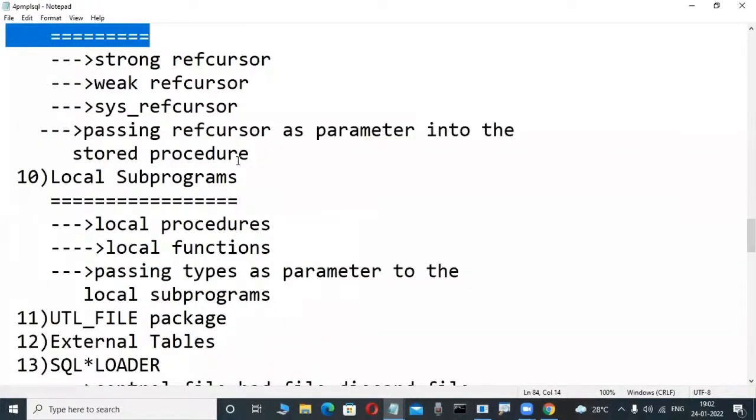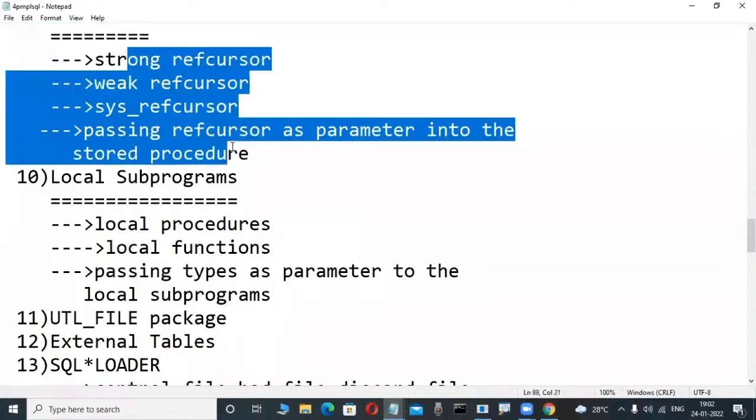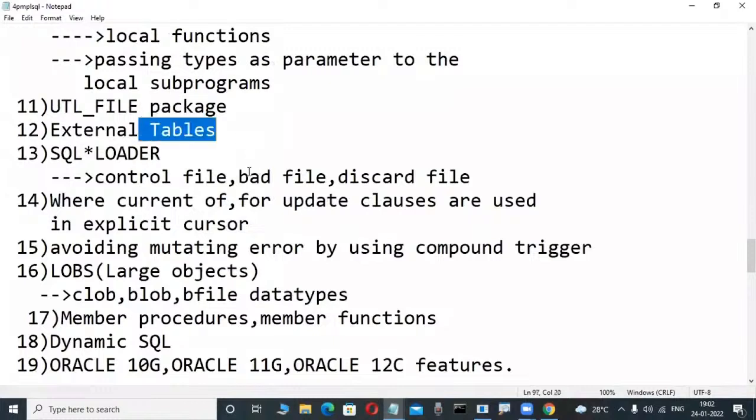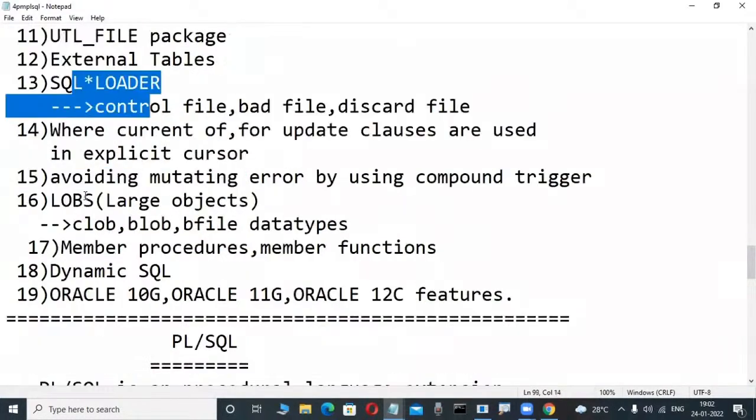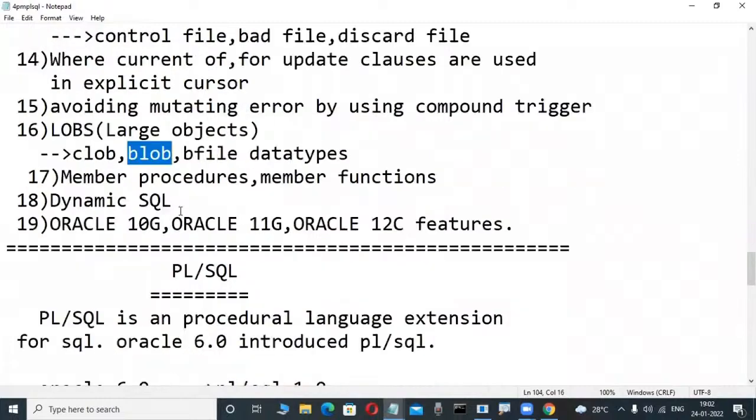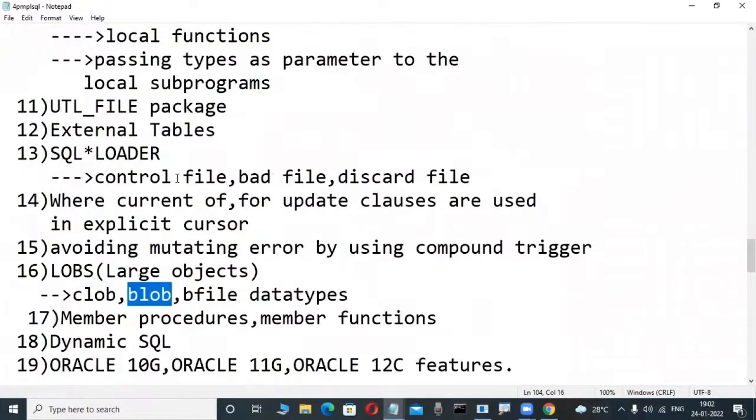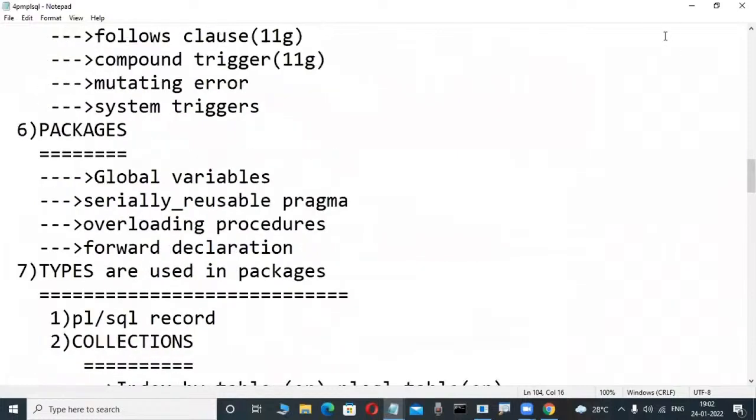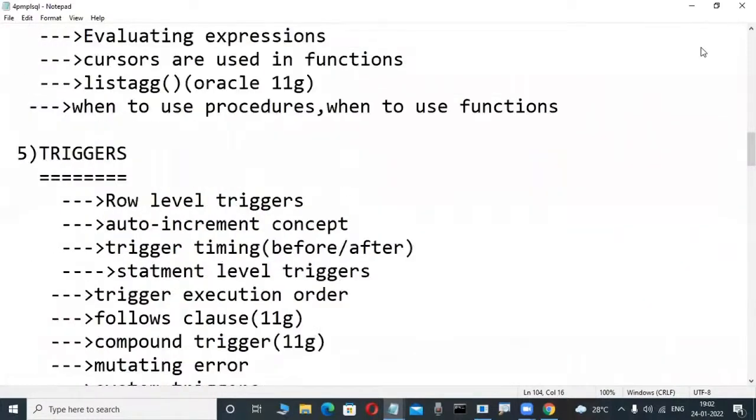Now in your JavaScript, in a screenshot, multiple records will display through a cursor, through a procedure with an OUT parameter, they are recommending. Local subprograms, UTL_FILE packages, external tables, SQL*Loader, LOBs, and the images we are storing are BLOB data types. Yes, these are all the things we are learning in our courses: SQL, PL/SQL, dynamic SQL, like that, so many things.